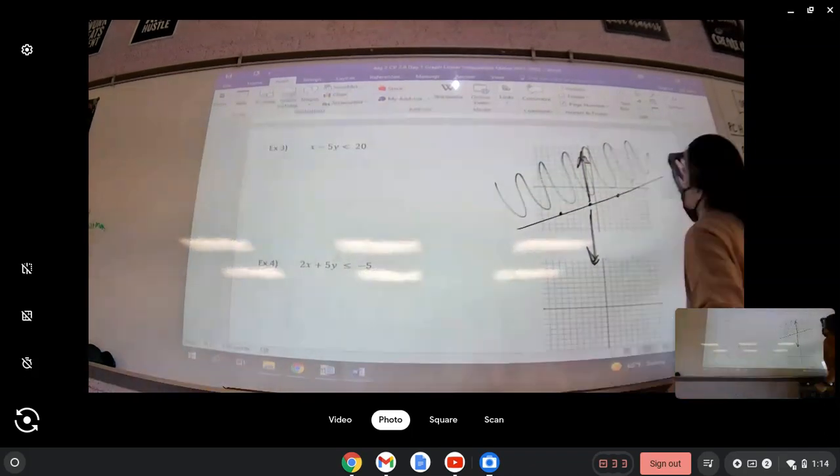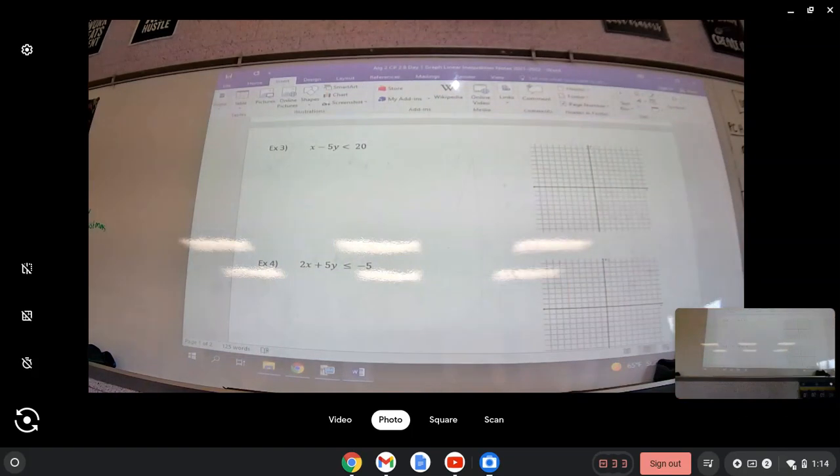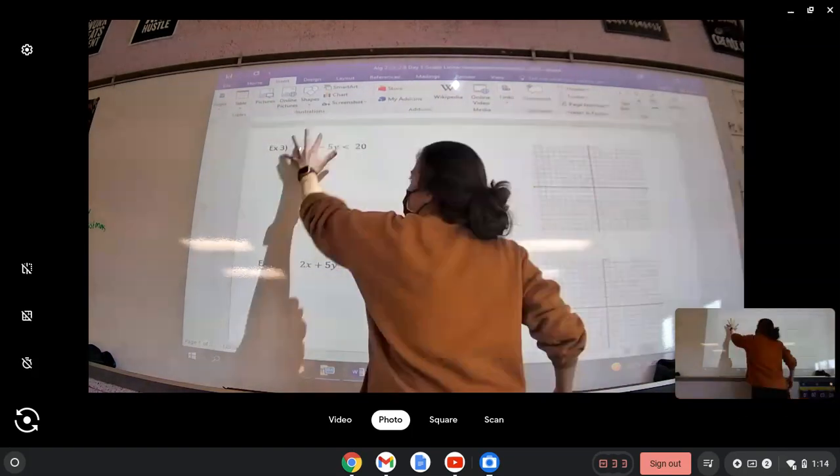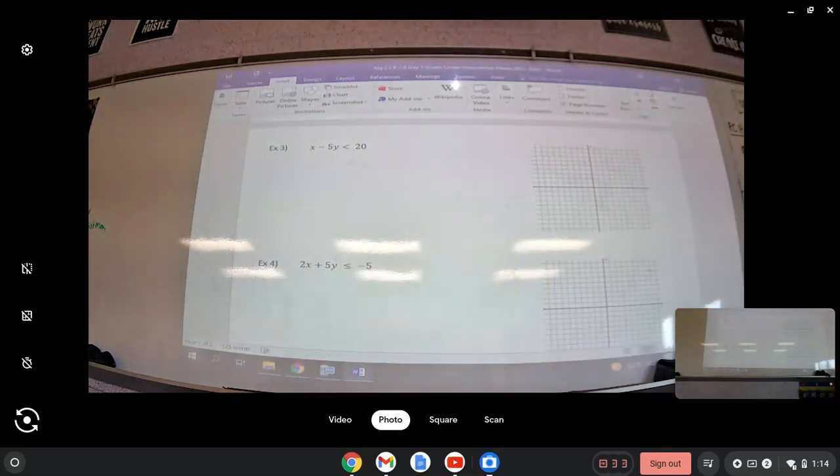What's wrong with number 3? It's not in point slope form. It's not in mx plus b form. So again, our job is to find the x and y values that make this true, but the easiest way to do that is to compare it to y so I can graph it as a line.